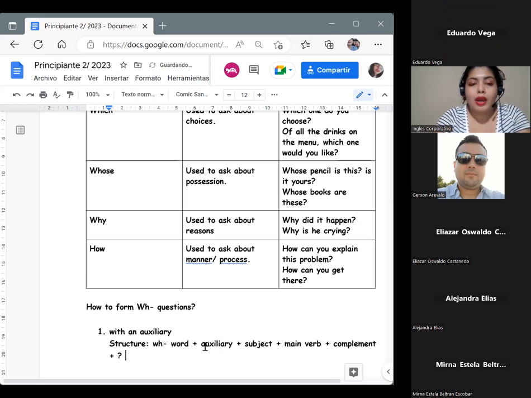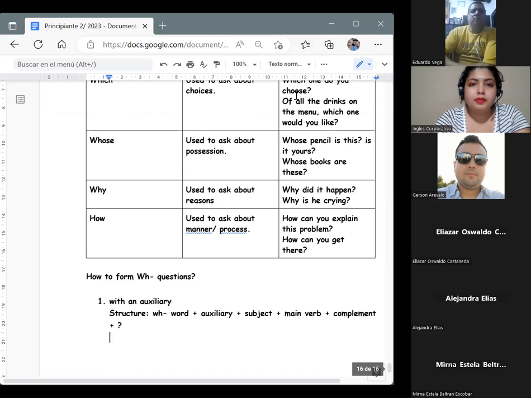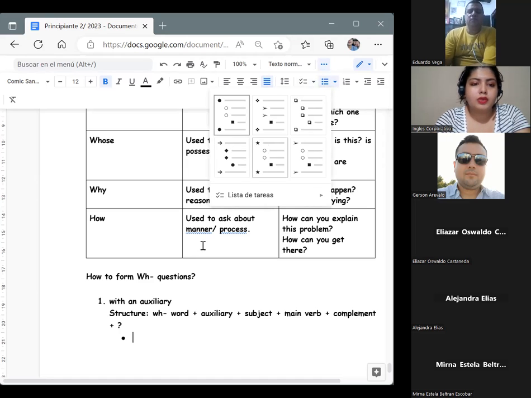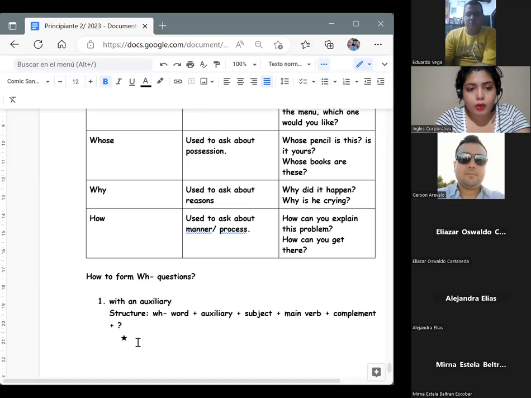Ahí está nuestra estructura. WH word plus auxiliary plus subject plus main verb plus complement plus question mark. Esos son los elementos que necesitamos para crear nuestra pregunta. Veamos los ejemplos. Let's see. Let me choose this one. Yes, this one. And we have the question.